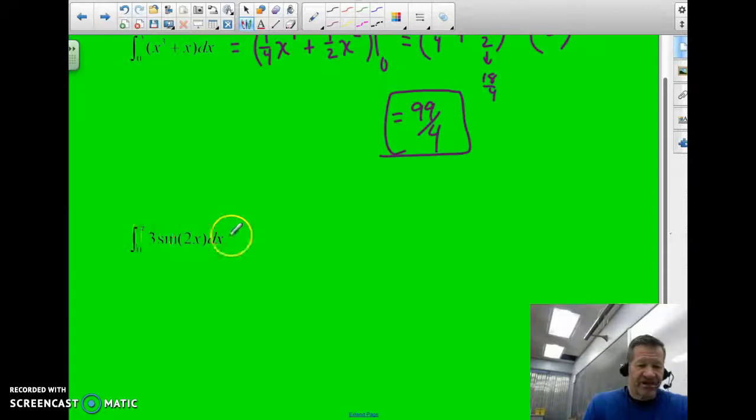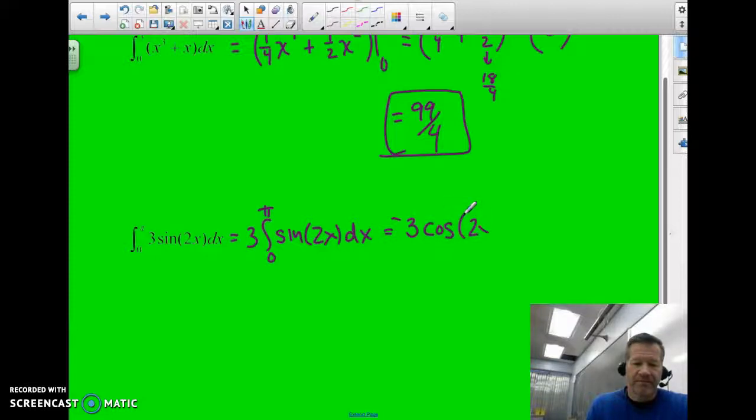The 3 in front is a constant multiple. That can be taken out, and integrate from 0 to pi sine of 2x dx. Now this is one of those chain rules because it's not just sine of x, it's sine of junk. So to find the antiderivative, I've got 3. The antiderivative of sine is the opposite of cosine, junk, divided by the derivative of 2x, which is 2. And I want to evaluate that from 0 to pi.